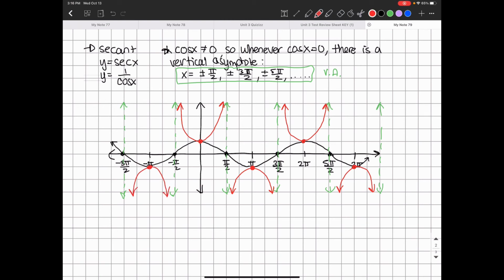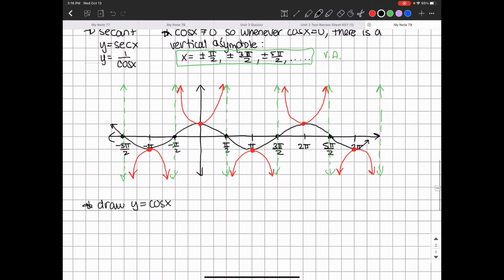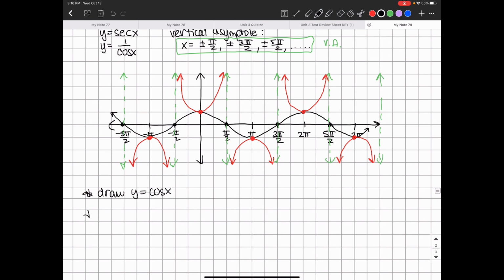So what you're going to do is always draw y is equal to cosine of x for secant, and then use the maxes and minimums to plot secant of x as parabolas in the opposite direction of what the cosine graph was.